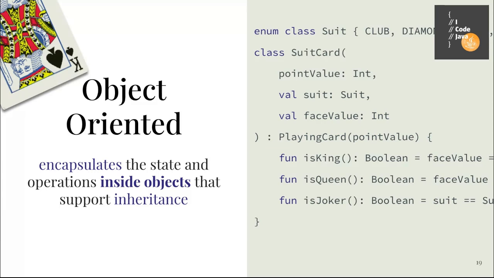And on the right-hand side, again, a little sample from Kotlin of what it would look like if you're reading object-oriented code. So there's suit, it's an enum, it's a class. I've got a suit card class that's got some state in here and some behavior, and it's inheriting from this playing card object.